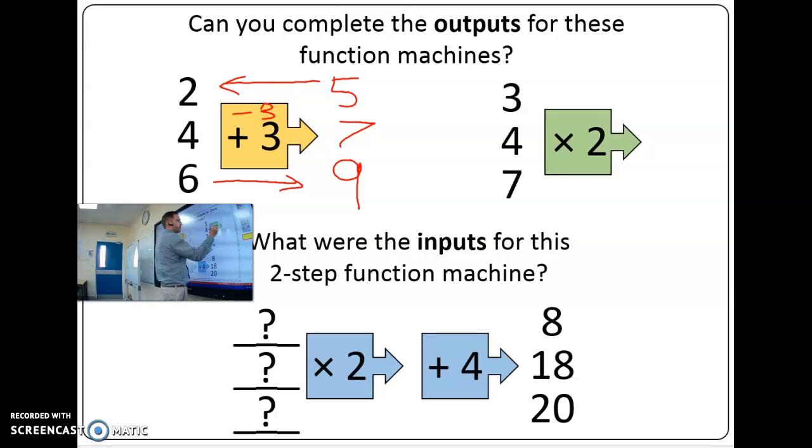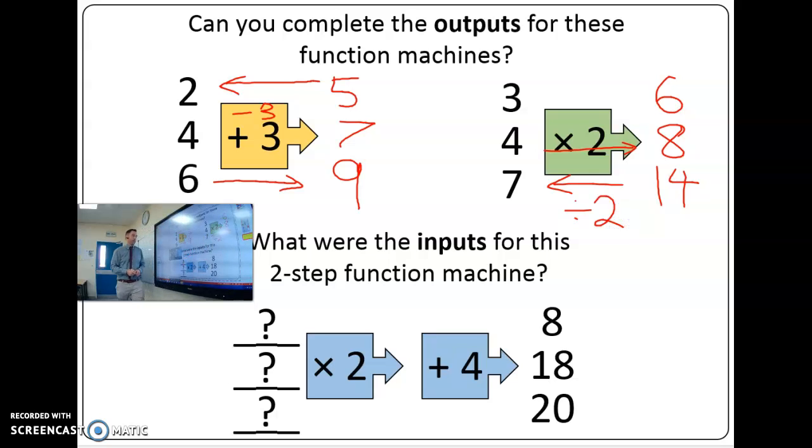Let's have a look at this one. 3 times 2 is 6. 4 times 2 is 8. 7 times 2 is 14. If I multiply by 2 to go from the input to the output, coming back the other way, I do the opposite. I divide by 2, the inverse. And the same here, when we've got a two-step process, if I want to know what has been multiplied by 2, then add 4, well, I've got to work back the other way and do the inverse, the opposite. So first of all, I'm going to subtract 4, because that's the opposite of plus 4, and I'm going to divide by 2.